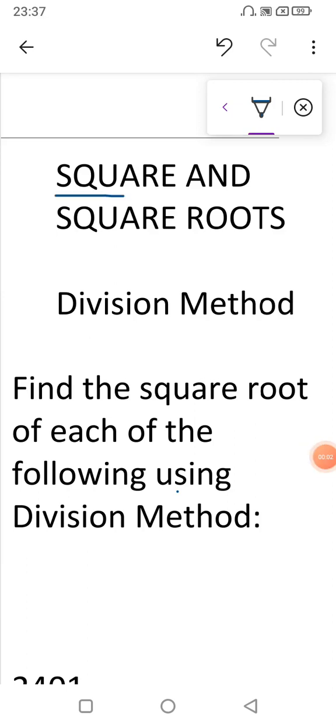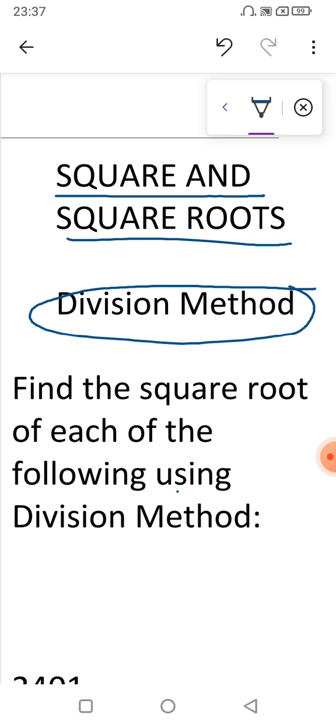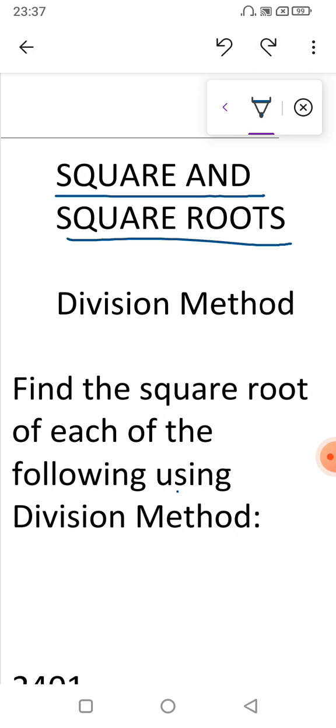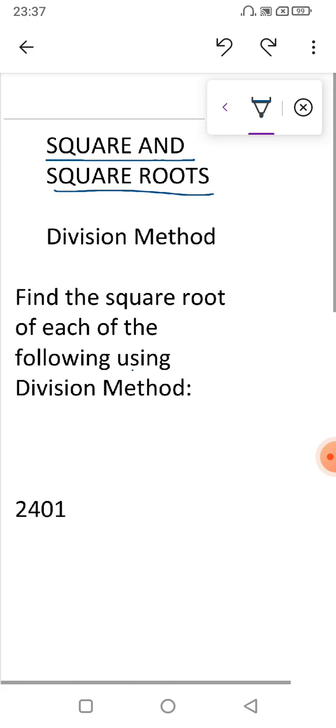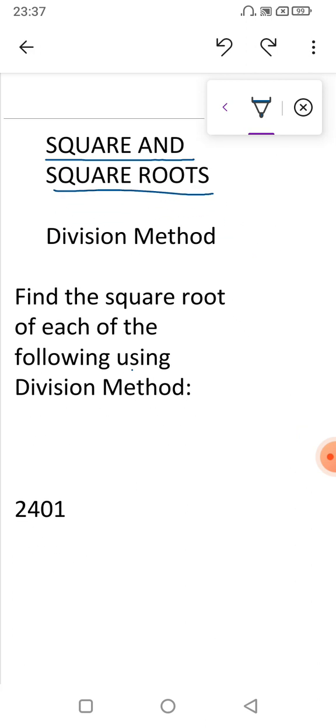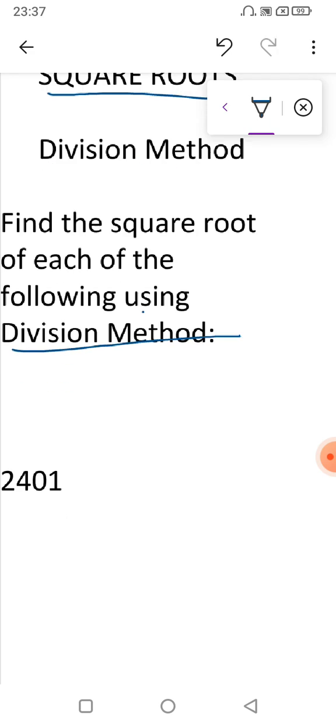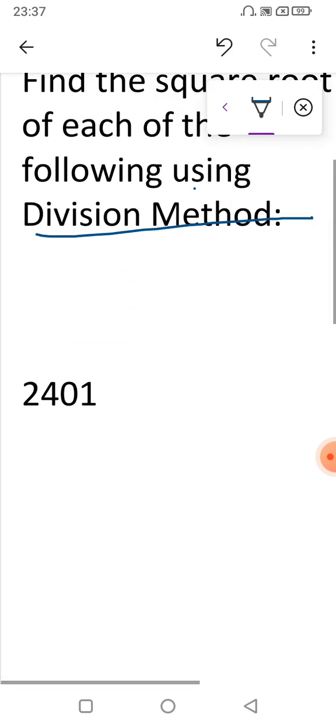Today's topic is square and square root. Now we have already done a lot of sums where we have found out the square and square roots of different numbers. But today what we are going to do is a new method, that is the division method, that we are going to learn. Now see, I have got the question: find the square root of each of the following using the division method. Now see, the number that we have got is 2401. We will follow some simple steps.